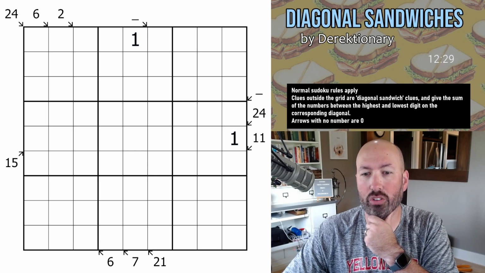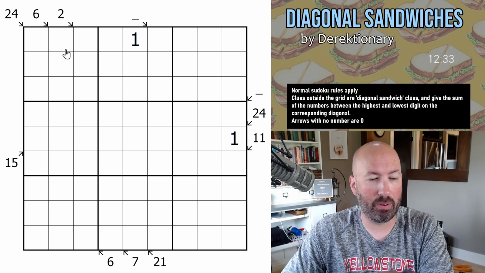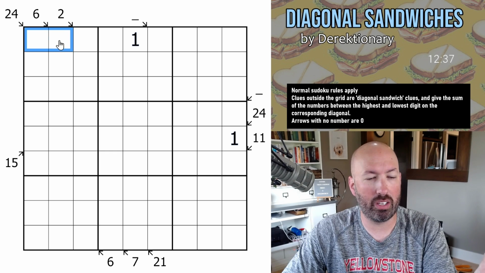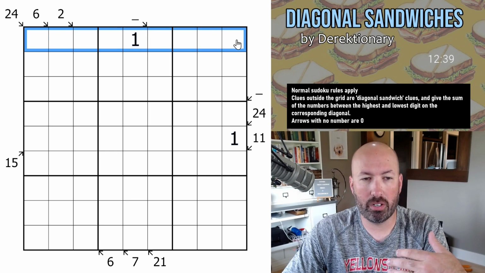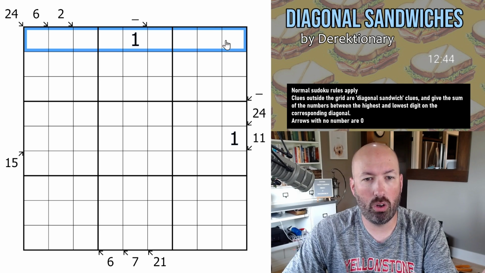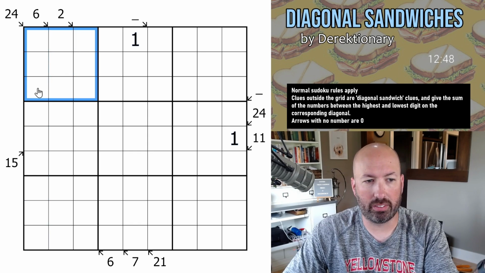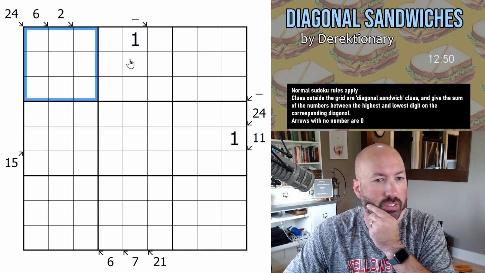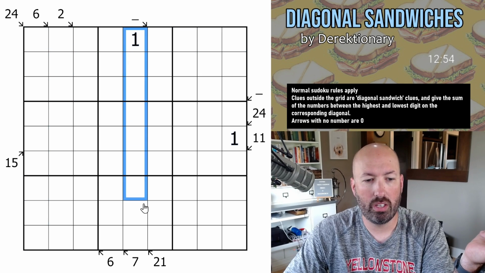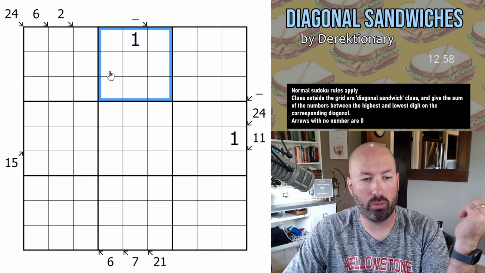It's diagonal sandwiches, so if you're not familiar with Sudoku, that's perfectly fine. I will explain how it works. Basically, Sudoku is you're filling the grid with numbers, and you can't repeat a digit in a row, or in a column, or in one of these 3x3 boxes. That's basic Sudoku stuff. So there's a 1 here, which means we can't put a 1 anywhere else in that row, in this column, or in this 3x3 box. You're putting the digits 1 through 9 in each of those.